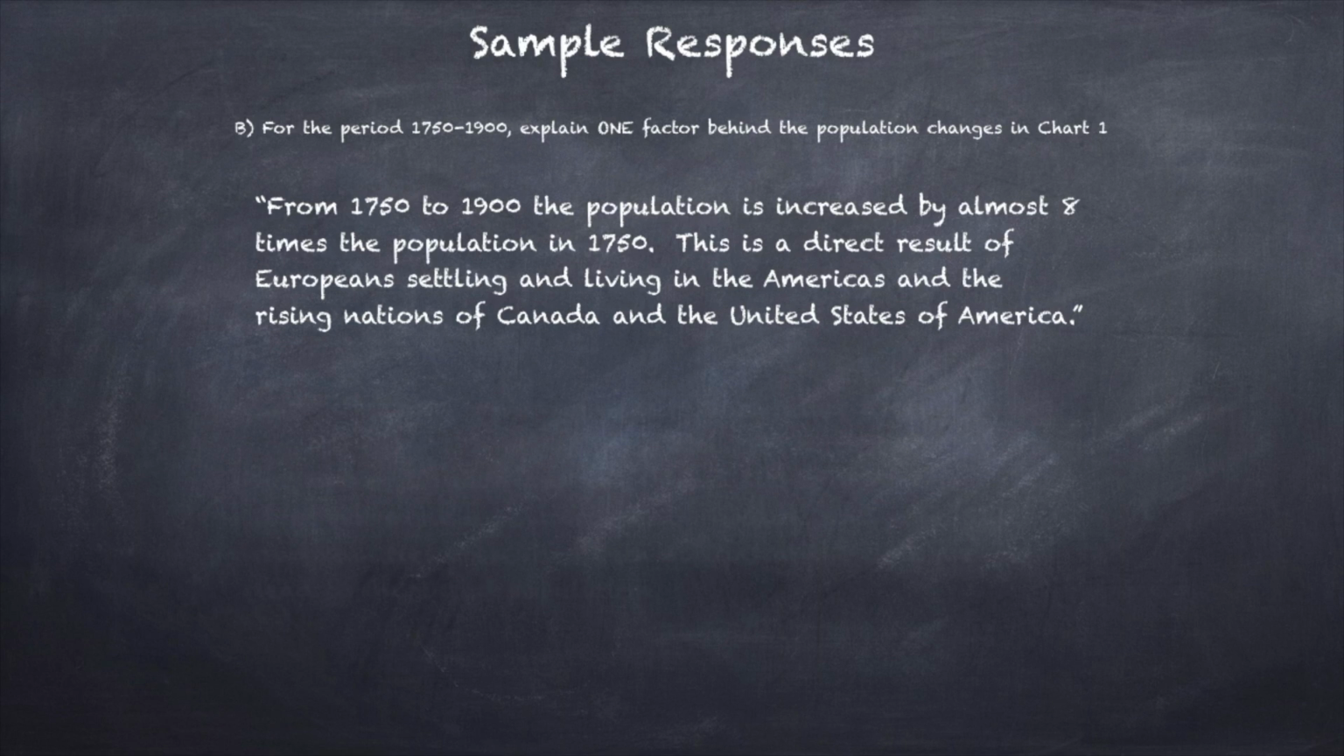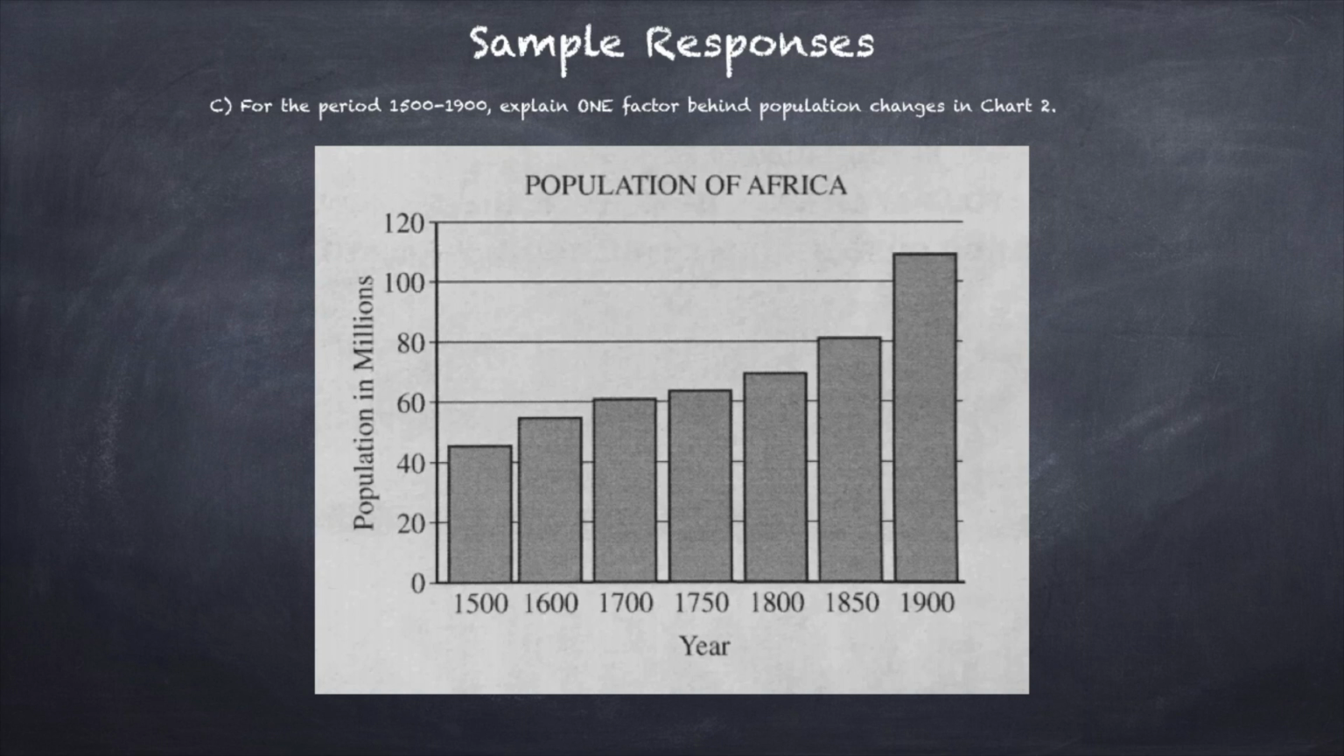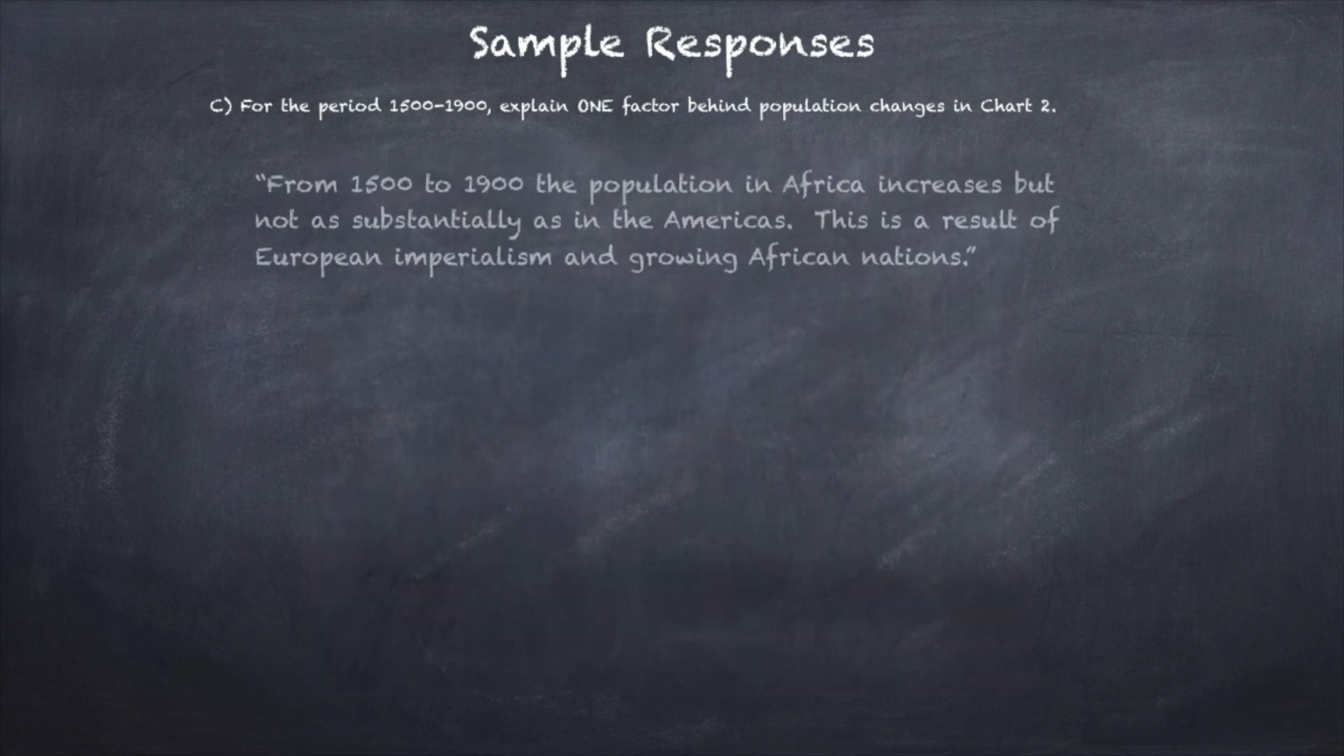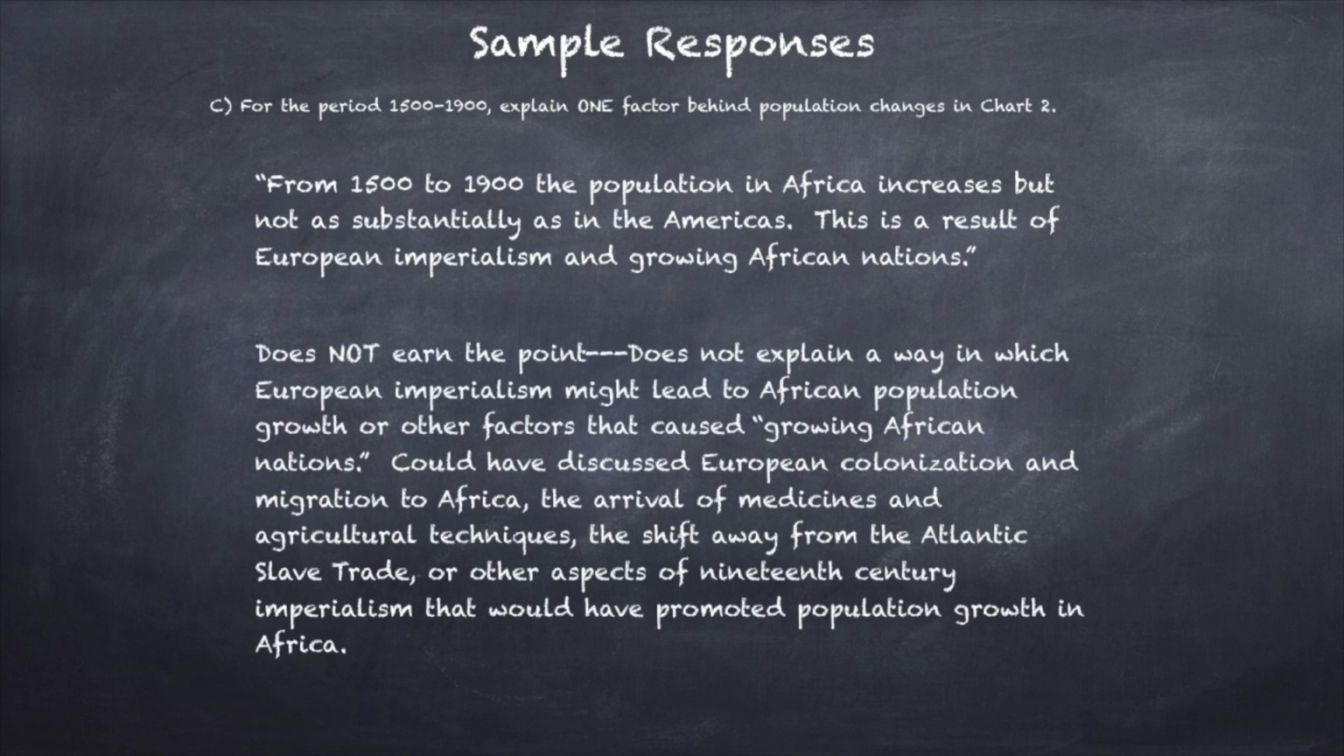So let's look at another response here. This one is C. Notice on this that it jumps to the other graph. It's no longer talking about the Americas. It's talking about the population of Africa, and this one includes the whole date range, 1500 to 1900. And here's a student response. And this one does not get the point. It identified, but it didn't explain. They could have taken European imperialism and developed that a little bit more, added an explanatory component to this sentence, but they did not. Here is the scoring guide.